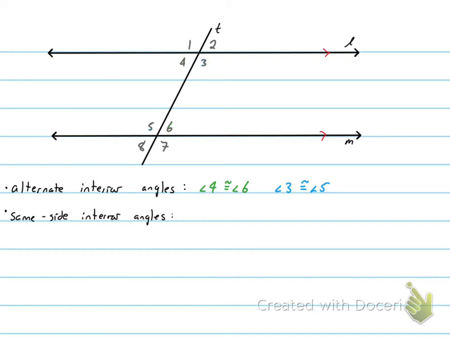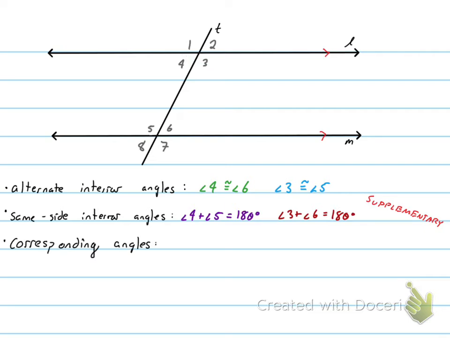Next, let's look at same side interior angles. An example of that would be angle 4 and angle 5. Angle 4 and angle 5 would add up to be 180 degrees. Another example here would be angle 3 and angle 6. These would add up to 180 degrees. Notice that these are angles that are on the same side of the transversal line and are on the interior of those parallel lines. Same side interior angles are supplementary.